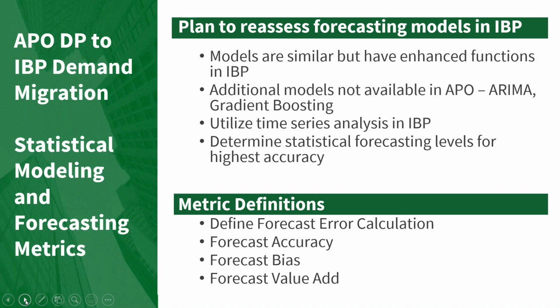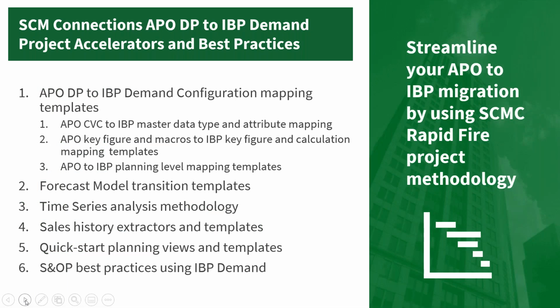And then finally, your metric definitions, right? Defining the forecast error calculations. I would say all the standard forecast error models and calculations are available out of the box within IBP. So think about how you're going to manage that, using within IBP some of the standard forecast error calculations to create your forecast accuracy, bias, and value add metrics, and think about those going forward, making sure that they follow along with your process.